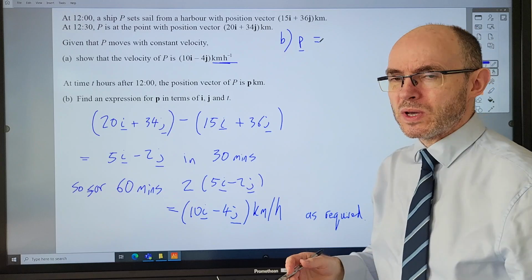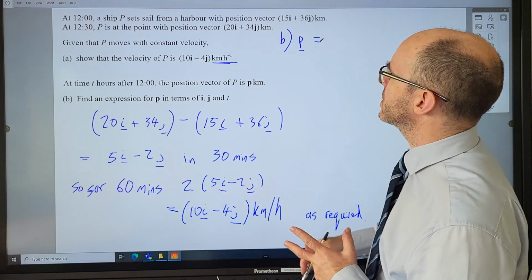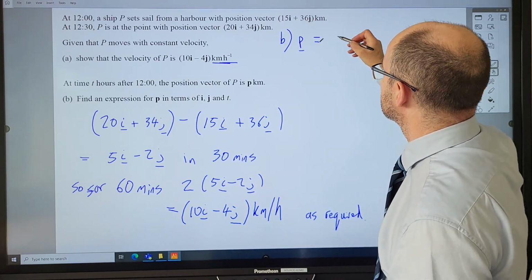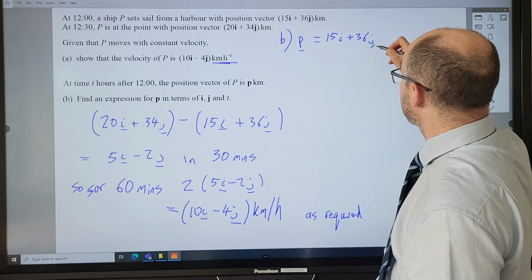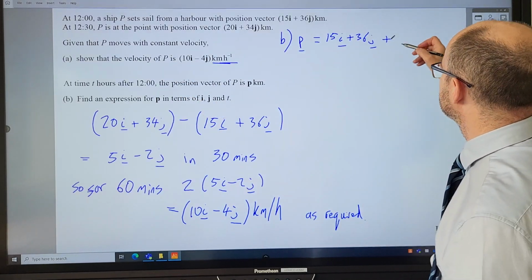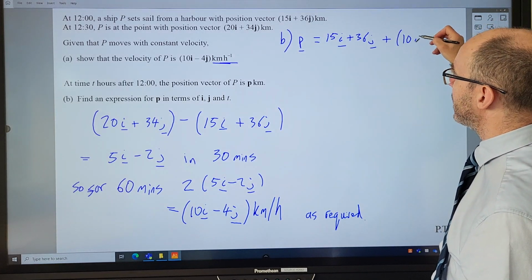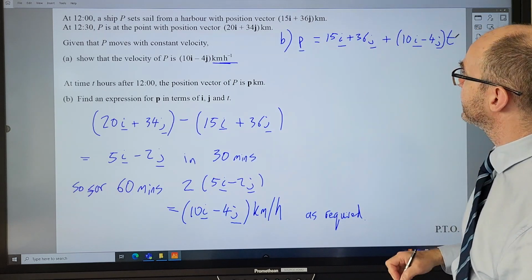Okay. The way you do this is you first of all consider the initial position vector where it starts, and it starts here. So initially it starts at 15i plus 36j, and then you add to that the velocity vector multiplied by time. Okay, so the velocity vector 10i minus 4j multiplied by time.